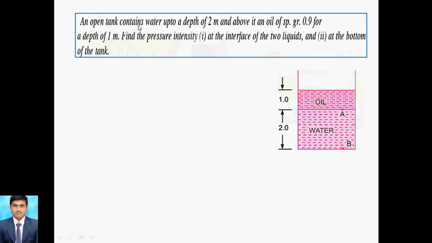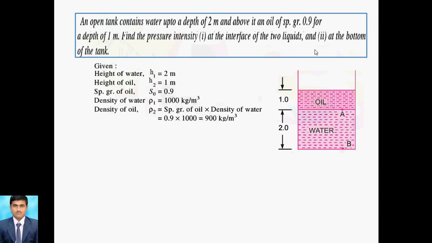An open tank is there containing water of depth 2 meter, and oil with specific gravity 0.9. The oil is at the upper side because its specific gravity is less than water. Find the pressure intensity at the interface of the two liquids. So how do we find the pressure intensity here? P is equal to rho gh, right? This is the formula. First of all, we write the relations.